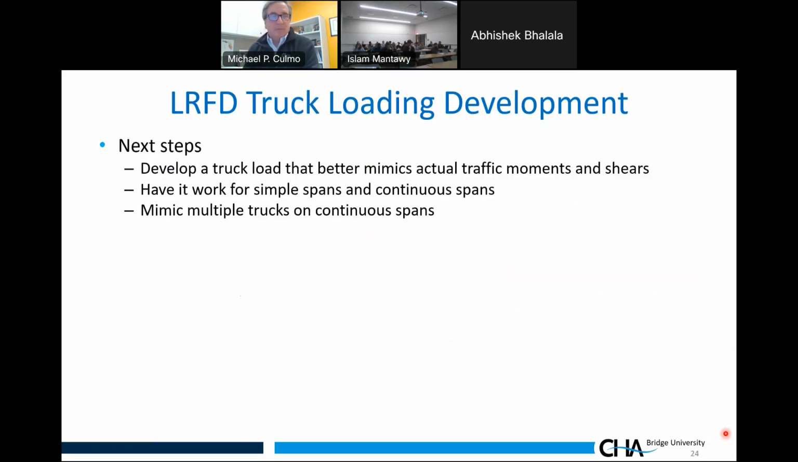So what are the next steps? The committee told the consultant working on this work to develop a truck that better mimics actual traffic as far as bending moments and shears. They wanted it to work for simple spans and continuous spans, as those diagrams showed. And they also wanted to make sure for continuous spans they can mimic multiple trucks on either side of a pier, maximizing the negative moment of continuous spans. So that was the charge of Majeski and Masters at that time.